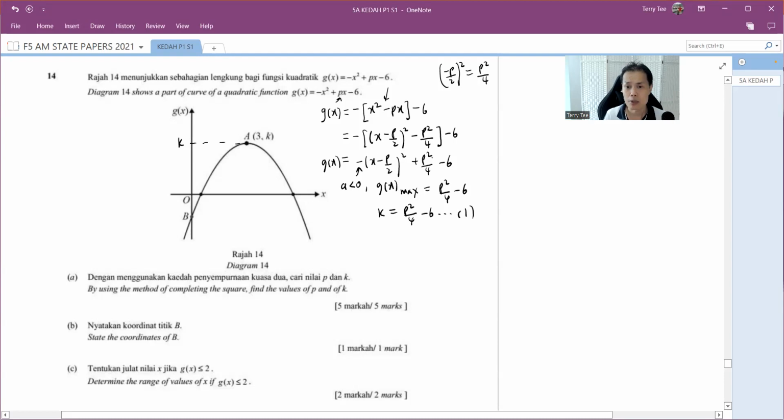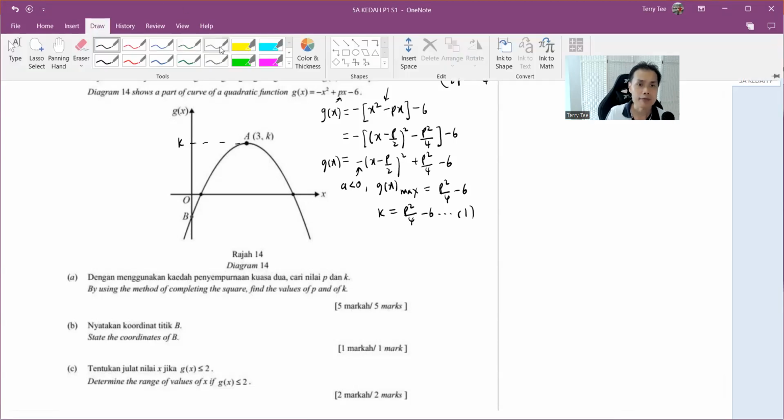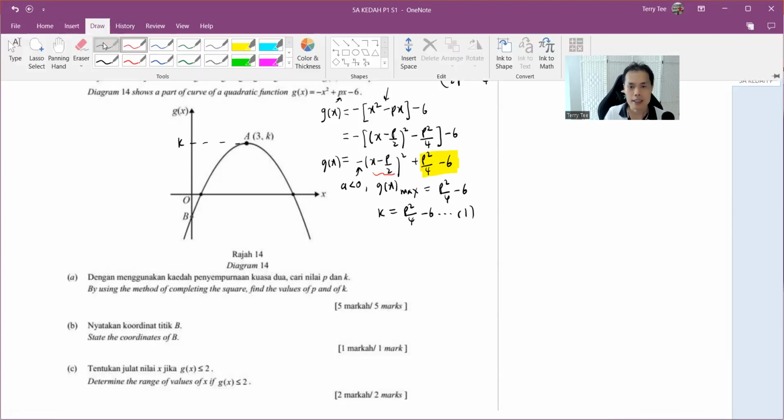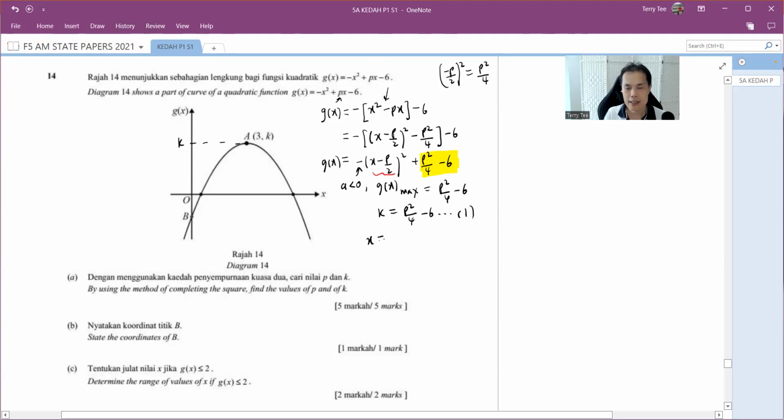Your g(x) can only be this, right? If the one inside the bracket is 0. What is inside the bracket? Your x minus p over 2. So let's take this x minus p over 2, let it be 0. Your x is now p over 2. This represents your axis of symmetry.